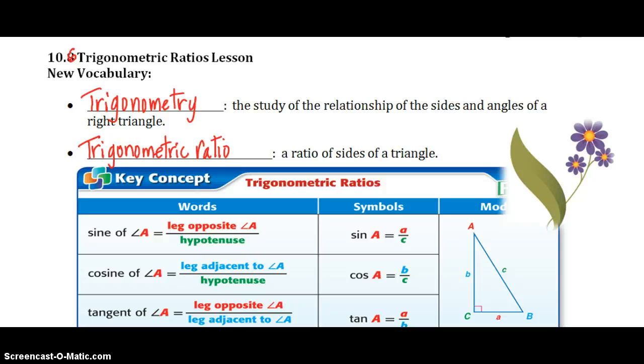Hello, algebra students. We're wrapping up Chapter 10. Our last section in Chapter 10 is about trigonometry. Trigonometry is the study of the relationship of the sides and angles of a right triangle.